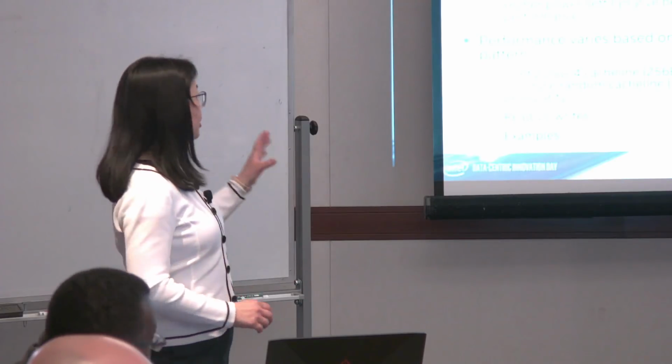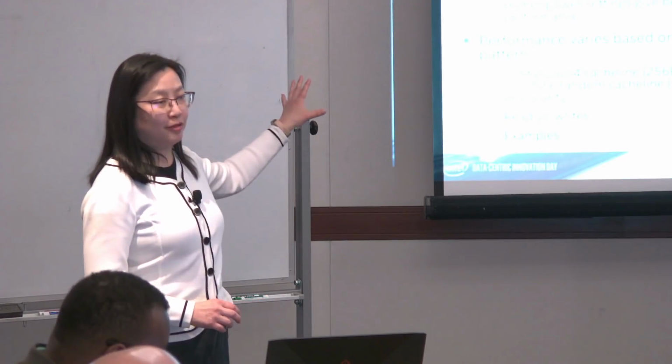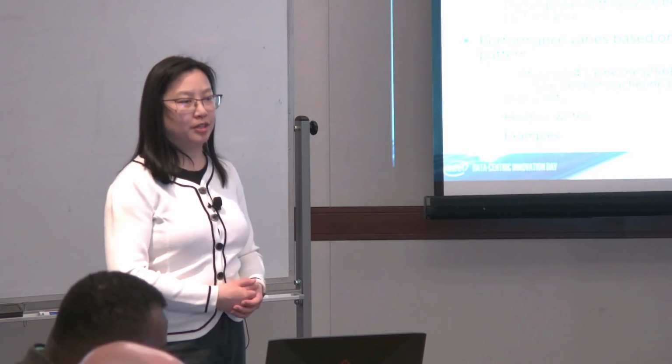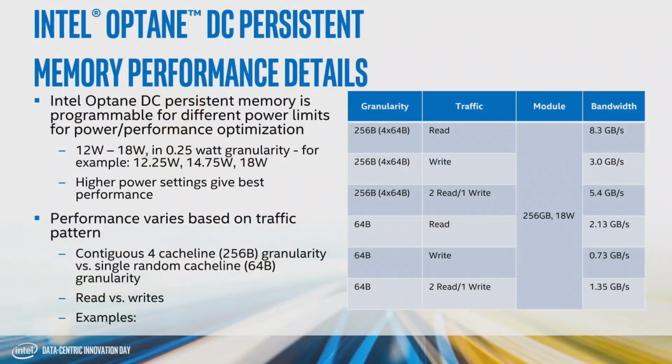Okay. So one other comment here. This is all for one module. You can put up to 6 modules on a socket, and without any special software, you can get scaling similar to a DRAM. If you put 6 DRAM on, you get the best bandwidth. Same with these modules. So you could end up with, for example, 5.4 times 6 per processor.